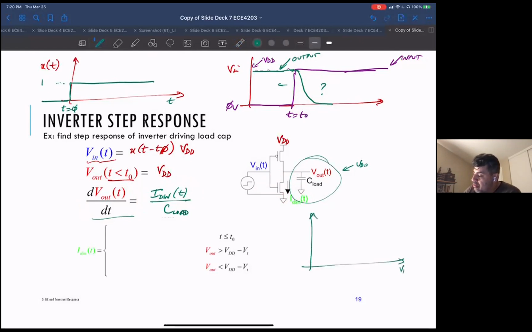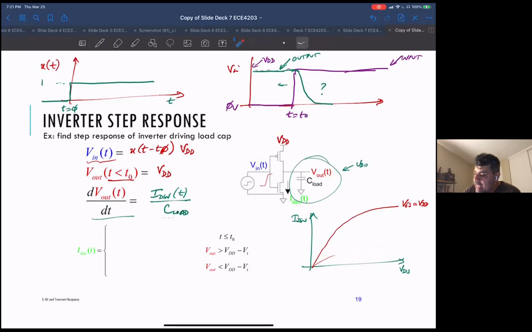So let's draw VDS versus IDSN. I want to see what this looks like. The input goes from 0 to 1, so the input is at VDD, and I only have one curve, which is VGS equal to VDD. That's the only curve I need to worry about. There are a bunch of other curves as the input transitions from 0 to VDD, but for the simplified assumption I'm not going to worry about that, because I said my input goes infinitely fast from 0 to VDD. So I just have one curve of VGS to worry about.